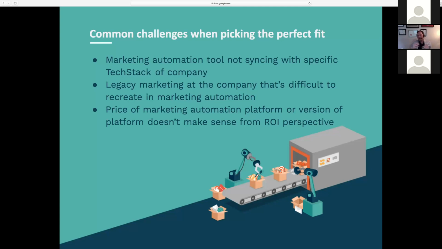And then of course price, right? But I could have put that as the first bullet. I put it as last just in case. But price is obviously important, and I think the key thing with marketing automation isn't so much price, but is return on investment.